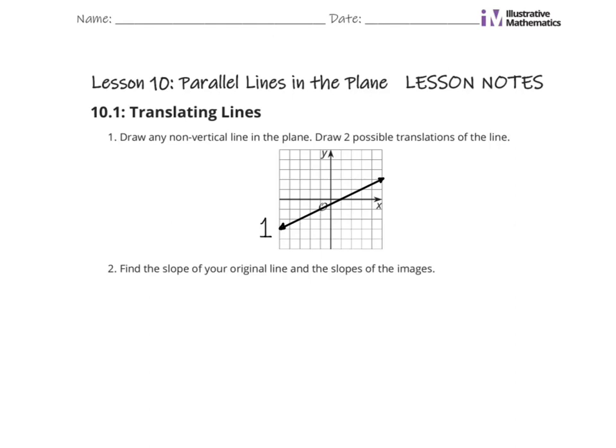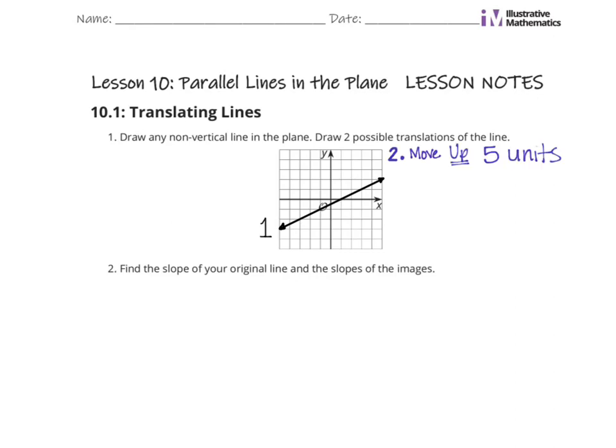and it says to draw two possible translations. They could be anything, but a translation just means to move it either left or right or up or down or some combination of those two. So we're not stretching and shrinking or rotating this at all. We're just kind of shoving it somewhere.